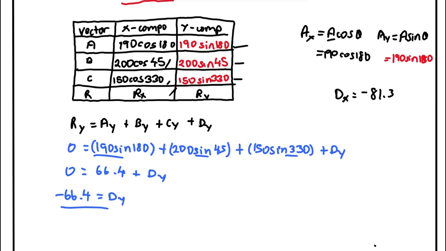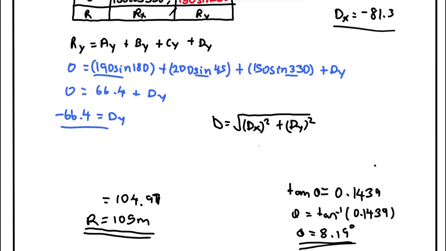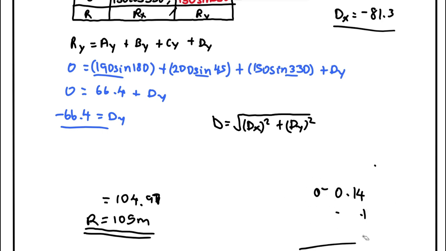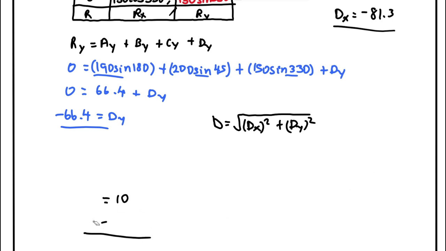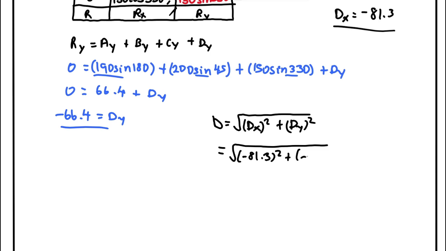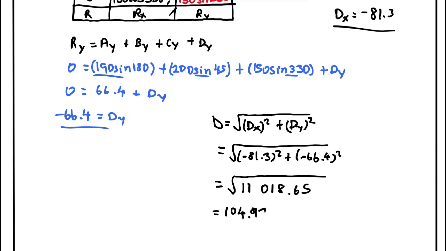Now that we have this, we have to use the actual resultant, which in this case will be D is equal to the square root of DX squared plus DY squared, so that our DX is negative 81.3 and our DY is negative 66.4. That gives the square root of 11018.65, which is 104.97, approximately equal to 105 meters.